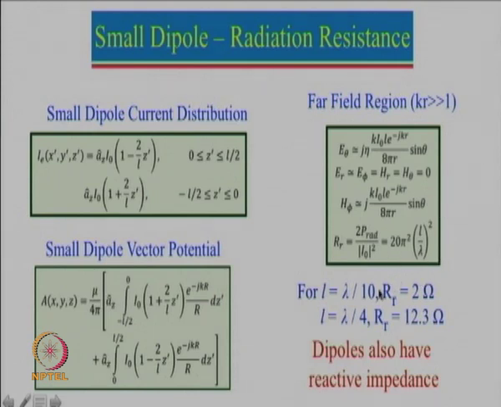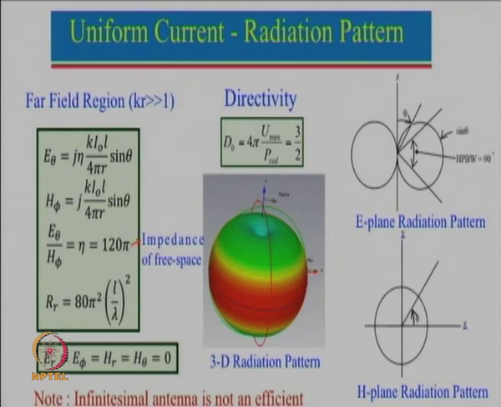Now, I still want to go back a little bit from here. Please remember this expression has an I 0 square. Now, here is the radiation resistance which is equal to 80 pi square L by lambda. This is for uniform current.